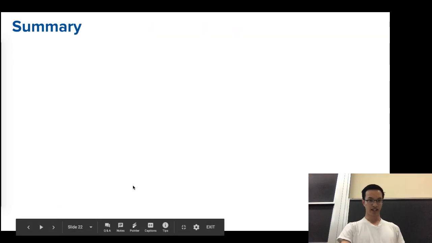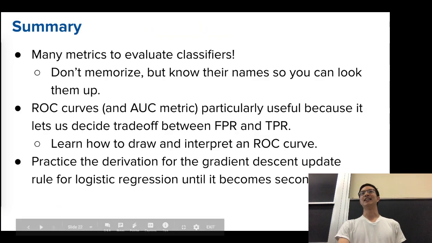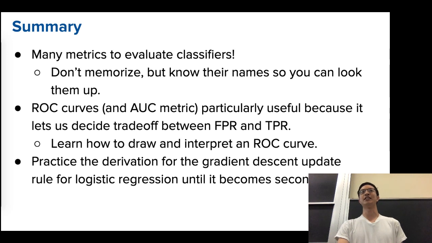Okay, so there are lots of metrics. Don't memorize them, because you can have a cheat sheet on the exam and you'll be able to reference things in real life. But you should know their names so you can look them up when you need to. You should know how to draw an ROC curve, know how to compute the area under the curve and know what it means. And you should practice that derivation for gradient descent until it becomes second nature to you.